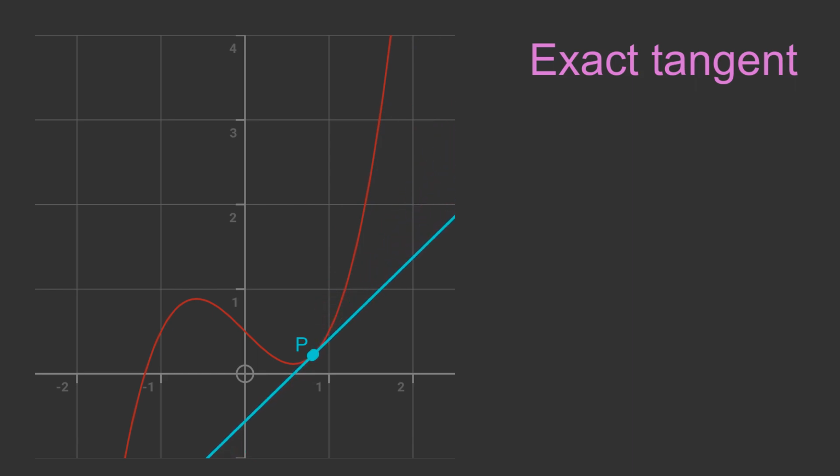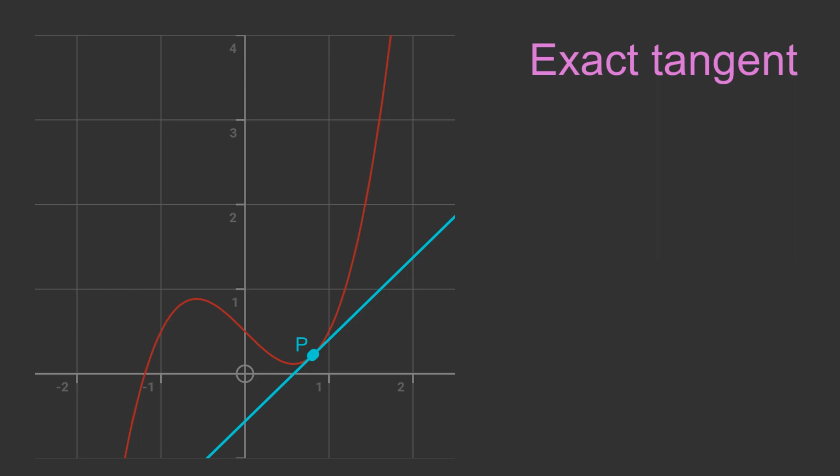The x distance between P and Q is equal to h. If we make h smaller, the points P and Q get closer together, and the slope PQ becomes a more accurate measure of the tangent. In fact, if we make h small enough, the slope PQ can become as accurate as we like.